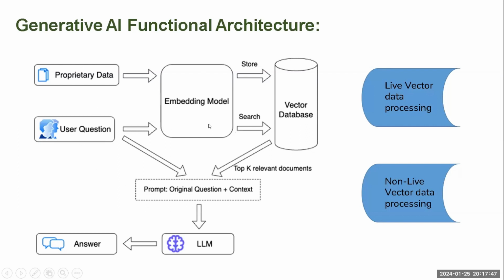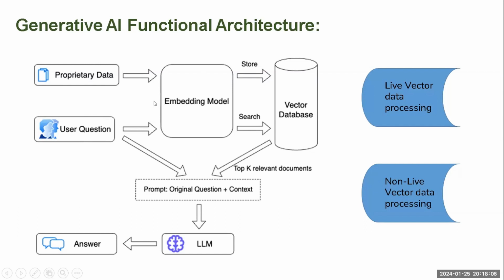Now, let me explain this particular architecture for non-live data, where we are not uploading the data live. So we have some proprietary data that we are passing through some embedding model, maybe ADA 002. There are multiple embedding models. We can use any.